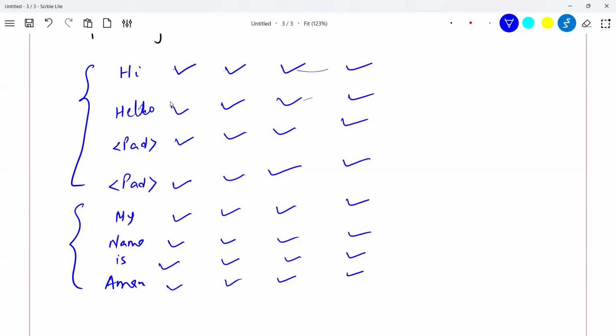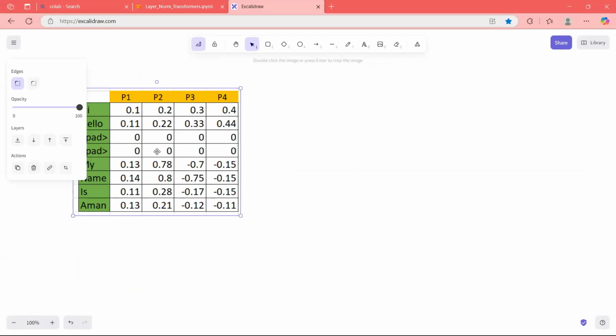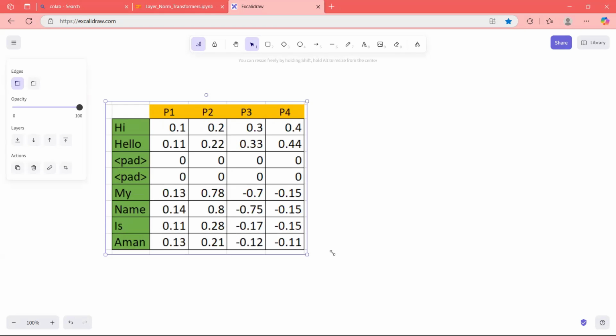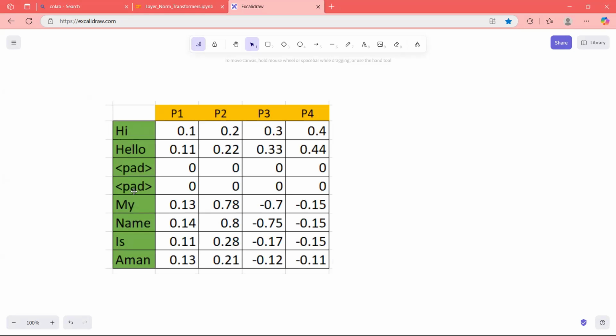How will it look like? Let me paste. I have a diagram here. Let me try to paste and show you. For example, it will be like this. So hi, hello, pad, my name is Aman. P1, P2, P3, P4, you can think of predictor 1, predictor 2, predictor 3, predictor 4. And whatever you see inside are nothing but embeddings of those data. Fine? Embeddings of that.